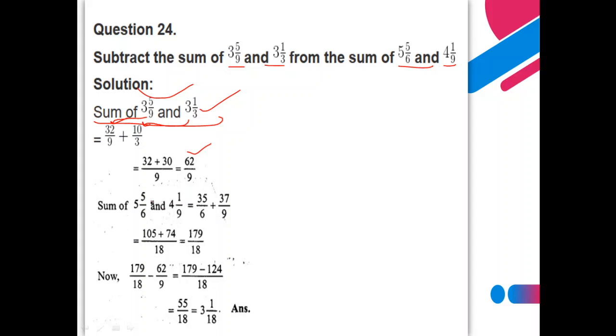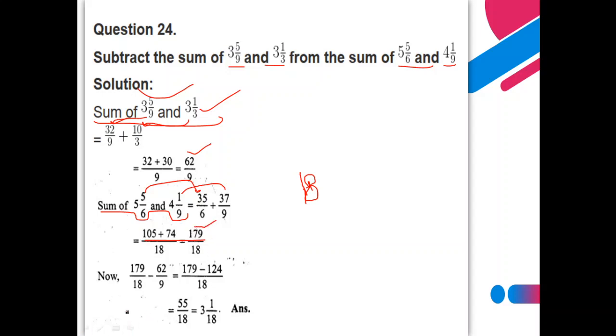And then our second statement is the sum of 5 5 upon 6 and 4 1 upon 9. Here we have to convert into improper fractions also. And then we take the LCM of 6 and 9, which is 18. That is a very small number, so we can find the LCM directly. Okay, 18 is the LCM. And then we calculate 105 plus 74. What are we getting? 179 upon 18.